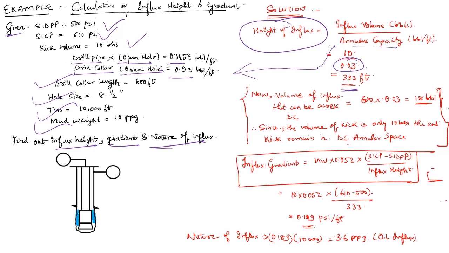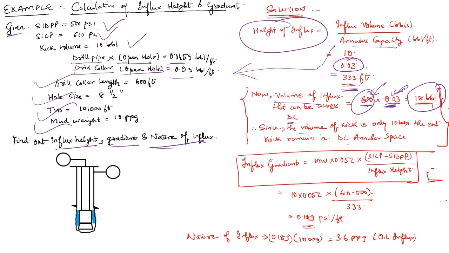Now you would be wondering why I took 0.03 and why not 0.049. So let's look at that particular reason. Influx that can be across the drill collar is 600, where 600 is my BHA length, that is my drill collar length, into the capacity of the annular, the annular capacity of the drill collar. That would be 18 barrels.